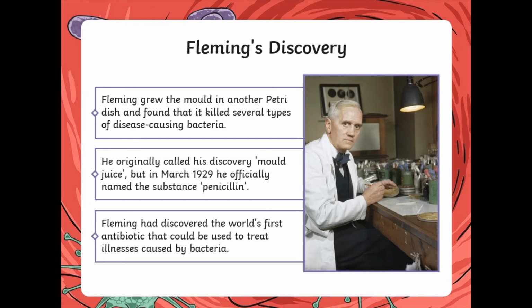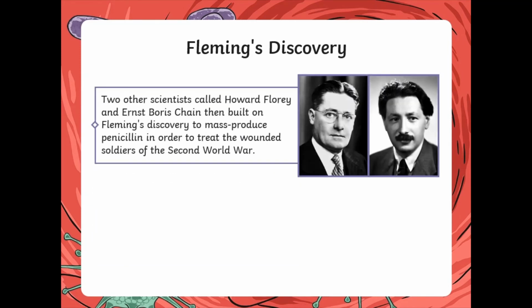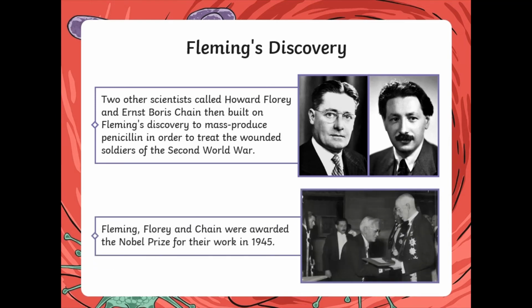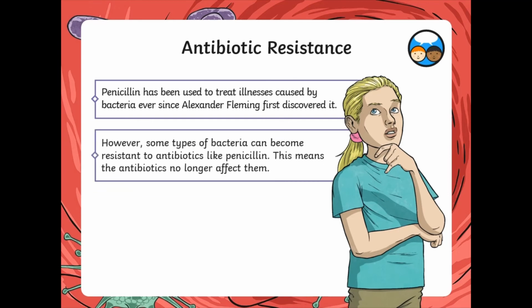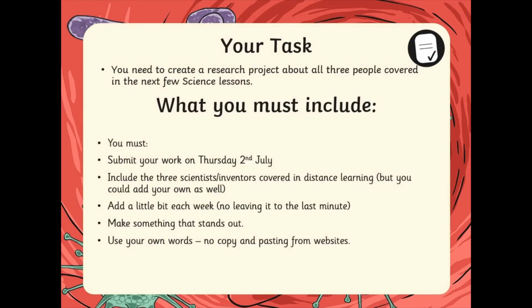Fleming had discovered, completely by being messy, the world's first antibiotic that could be used to treat illnesses that were caused by bacteria. Two other scientists, Howard Florey and Ernst Boris Chain, then built on Fleming's discovery to mass-produce penicillin in order to treat the wounded soldiers of the Second World War. All three of them were awarded the Nobel Prize for their work in 1945. Penicillin has been used to treat illnesses caused by bacteria ever since. However, some types of bacteria can become resistant to antibiotics like penicillin. That means that antibiotics can no longer affect them.